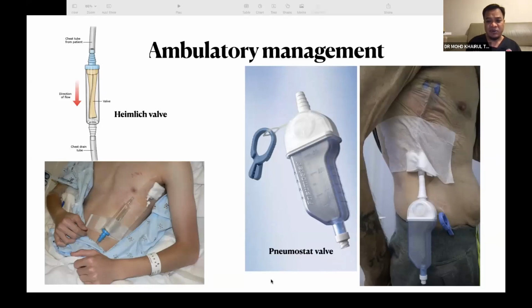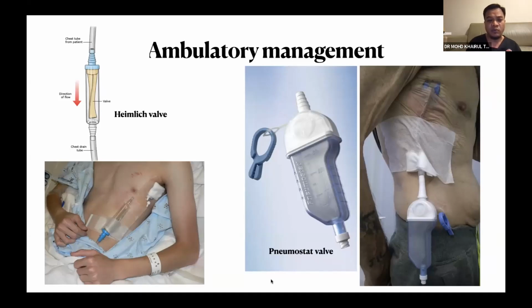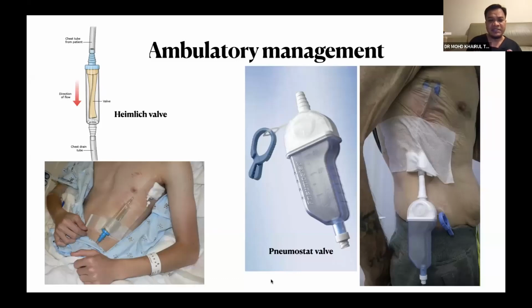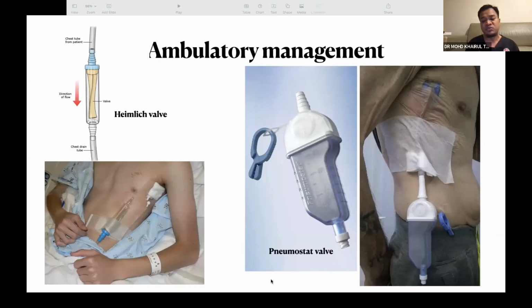So some of the patients actually have a high air leak. So this pneumostat or Heimlich valve cannot cope with this high volume air leak, and it will lead to tension pneumothorax. Also, if the patient is living very far away from the hospital, especially in rural areas such as in Sabah, Kelantan or Kedah itself, where some of the centers are very difficult to reach, you should consider not offering this option to the patient.